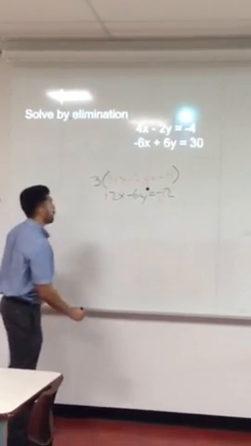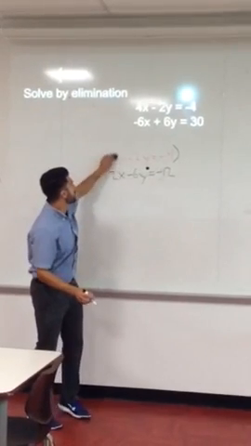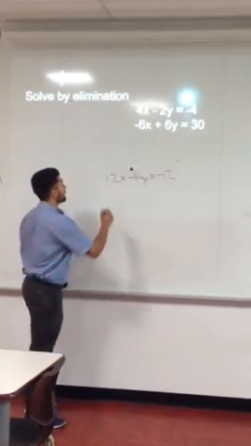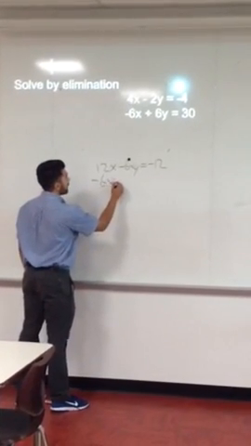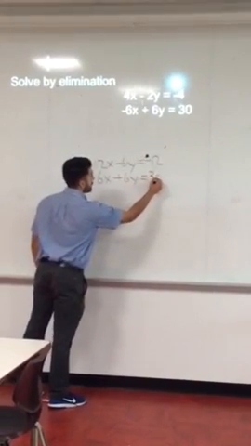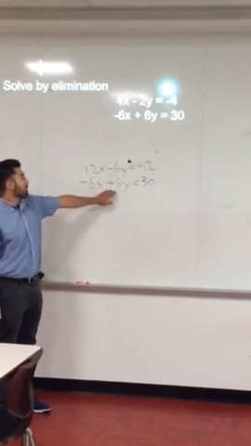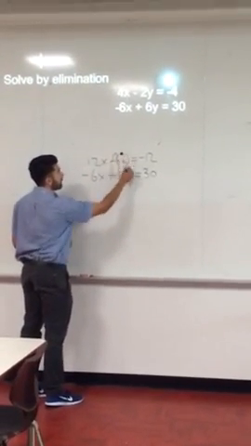So now that I'm done with the old problem, I can get rid of this one to make sure the students aren't confused. And I can rewrite my second problem underneath it. So I'm going to rewrite negative 6x plus 6y equals 30. Now my negative 6y and my positive 6y cancel out. So they eliminate, so I can cross them out.